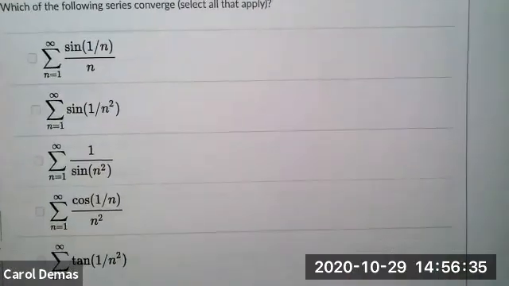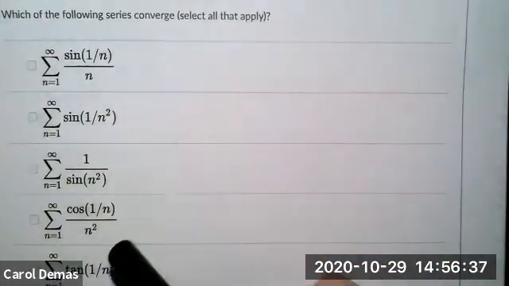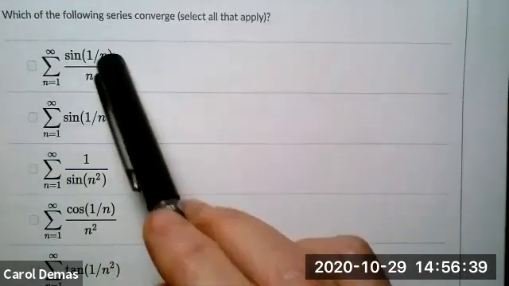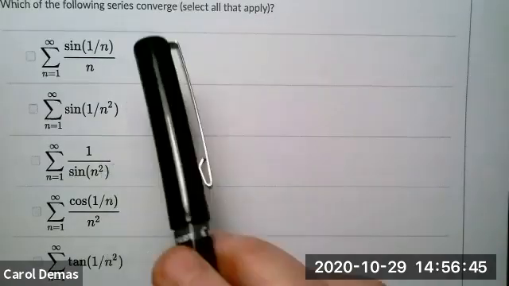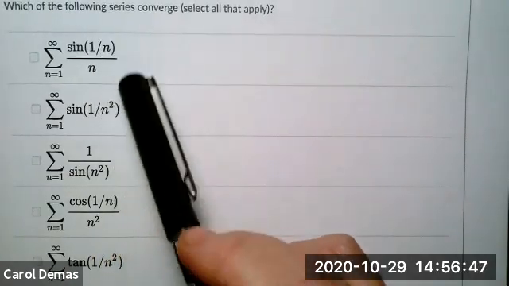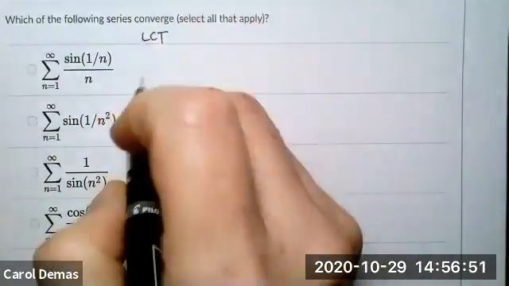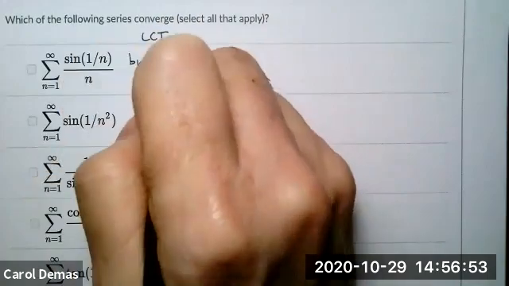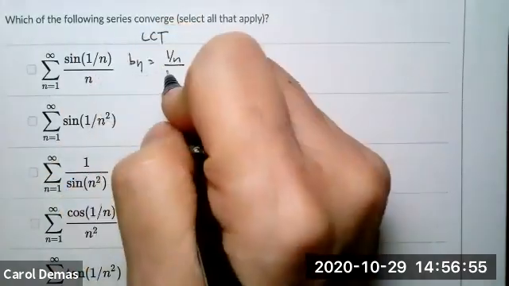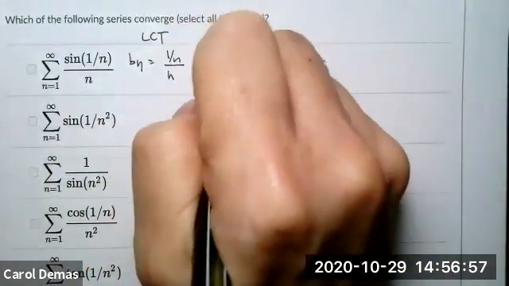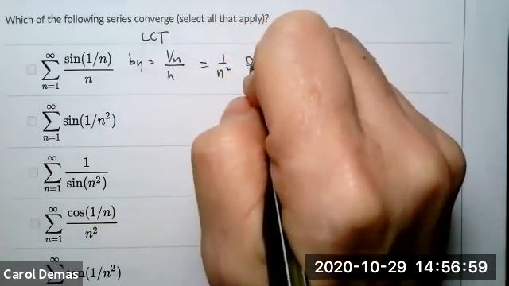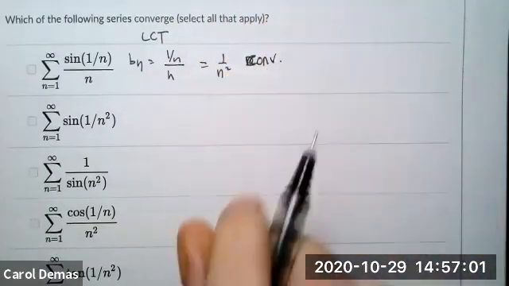Okay, how about this? Which ones converge? What kind of a test are we going to do for most of these? Limit comparison. Right, if you have sine or tangent and a function of n other than n itself, you're going to do limit comparison test. And our bn is going to be the argument to the sine function, including anything that's left over. And we know that this one is going to converge.